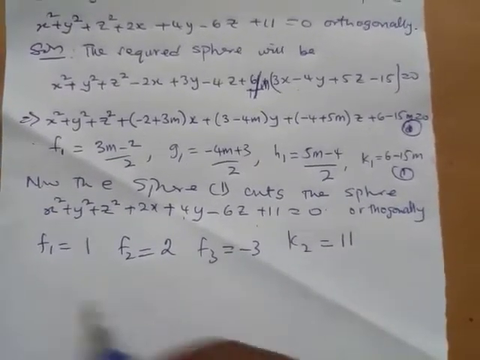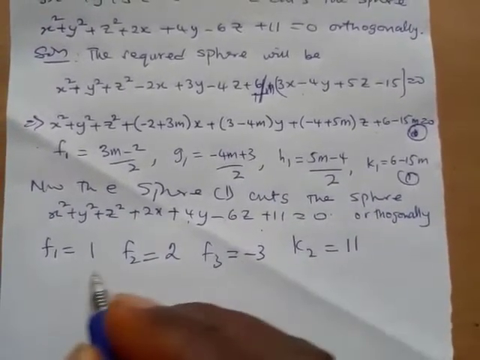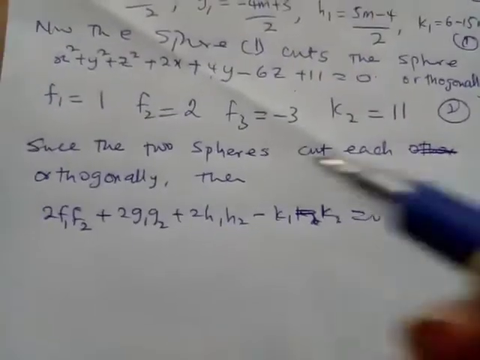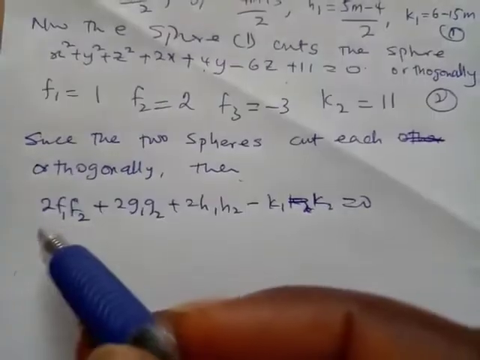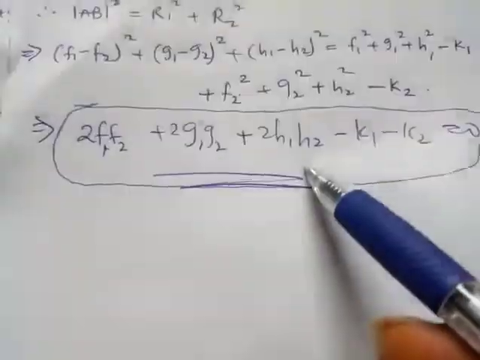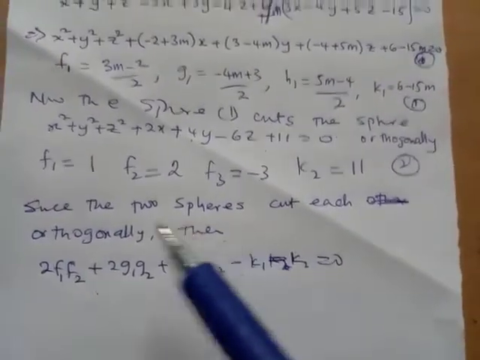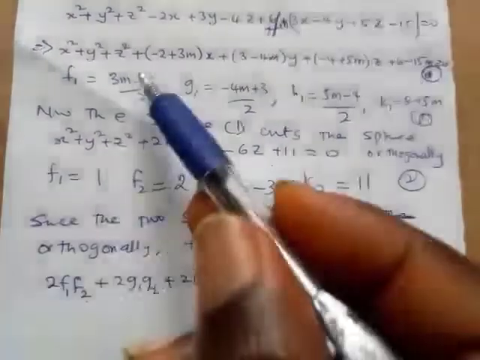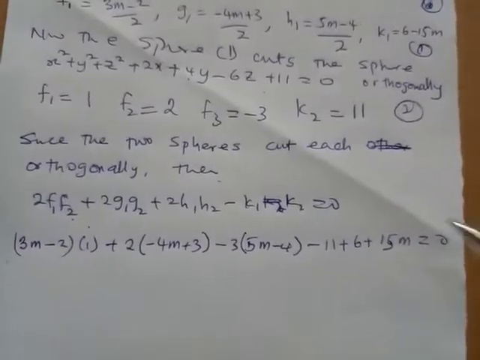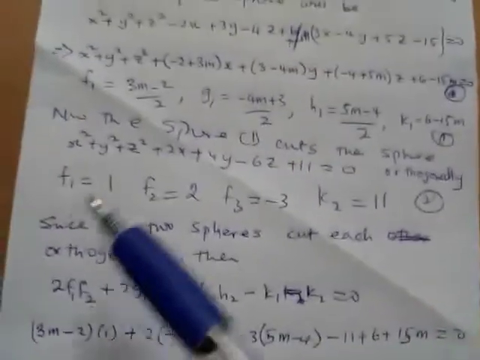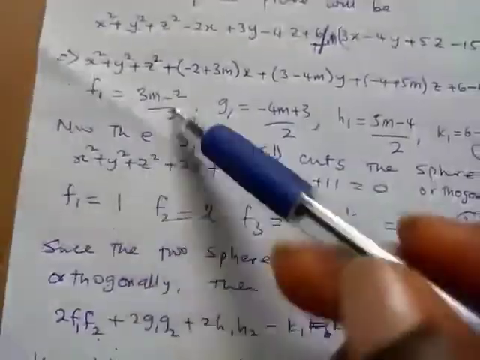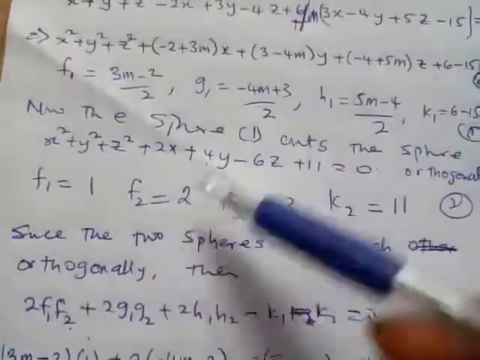Since the two spheres cut each other orthogonally, then this happens. We have proved that before, which is this. We now need to substitute those things there, 2F1F2. When we do that, we are going to have this. So that is it. We have merged them together. This times 2, the 2 will cancel this. It will remain this left. These 2 multiply.